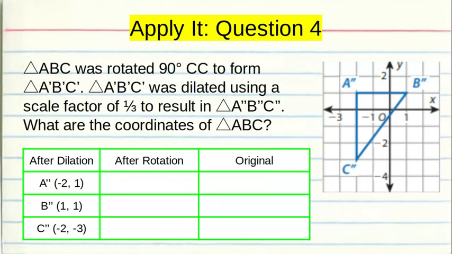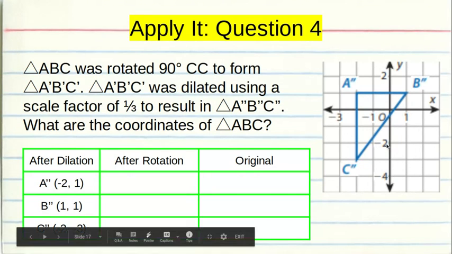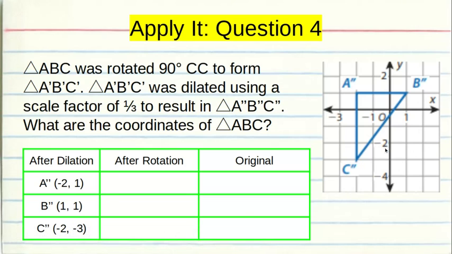Here we see that triangle ABC was rotated 90 degrees counterclockwise to form triangle A prime, B prime, C prime. Triangle A prime, B prime, C prime was then dilated using a scale factor of 1 over 3 to result in A double prime, B double prime, C double prime that we see in this graph here. So in this case, this is our final image, and we need to find the coordinates of our original image.